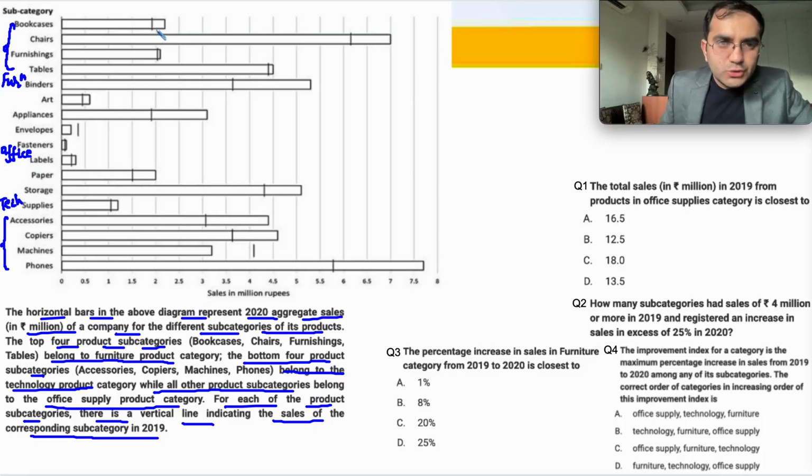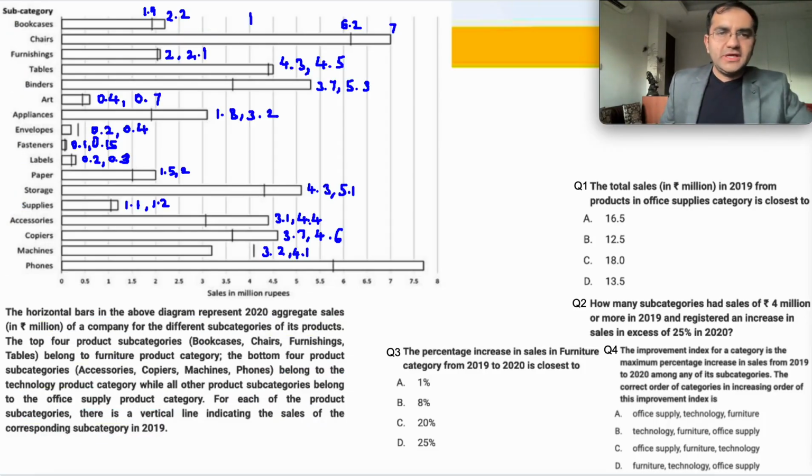Look at this. ये 2 से थोड़ा सा कम है. So I'll write it as 1.9. ठीक है. And ये 2 से थोड़ा सा ज़्यादा है. But halfway से थोड़ा सा कम है, right? So between 2 and 2.5, it is halfway से थोड़ा सा कम है. So I'll mark it as 2.2. Similarly, let me mark all the other values and paste them over here.